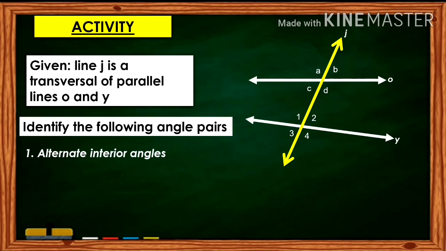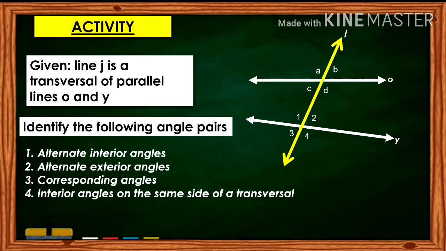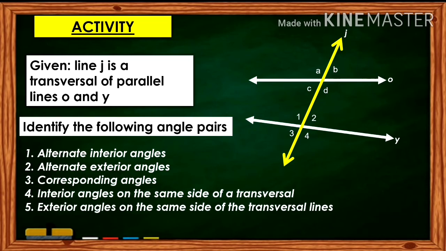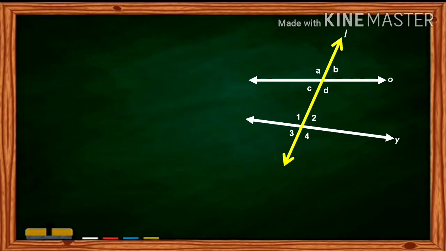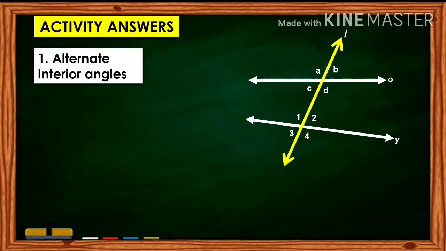Number 1, alternate interior angles. Number 2, alternate exterior angles. Number 3, corresponding angles. 4, interior angles on the same side of the transversal. And 5, exterior angles on the same side of the transversal line. So let us study the answers. So here are the activity answers.